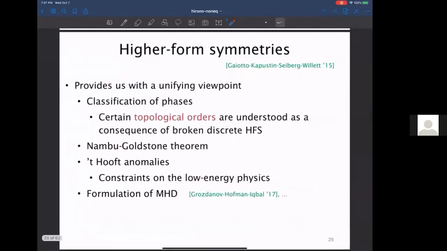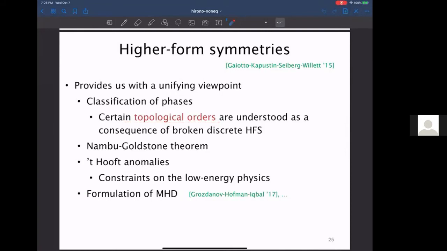And the concept of higher form symmetry is kind of useful because it provides us with a unifying viewpoint. So many concepts that we are familiar with in the case of ordinary symmetries can be generalized to those higher form symmetries. For example, higher form symmetries can be used to characterize the phases of matter. So they can be spontaneously broken, and that breaking pattern can be used to characterize the phase of matter. And for example, when a discrete higher form symmetry is spontaneously broken, there appear something called topological orders.